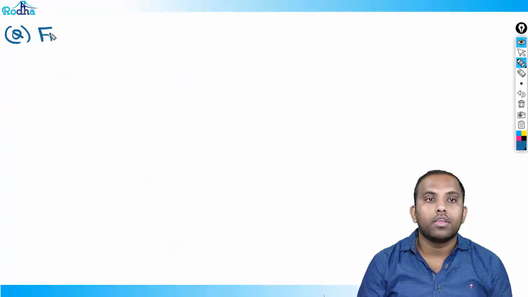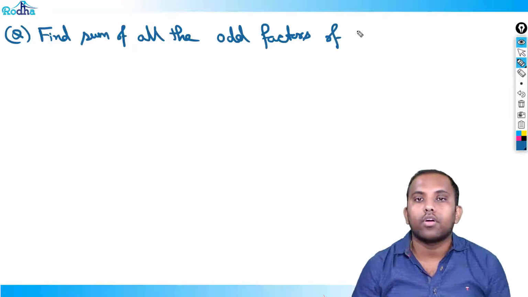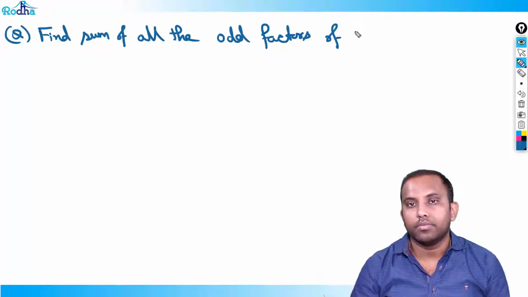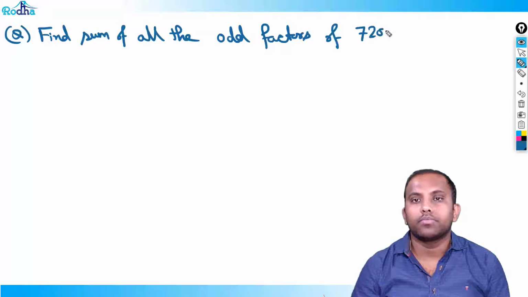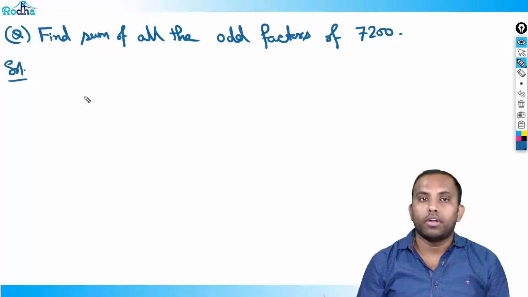Find the sum of all the odd factors of 7200. Okay, so find the sum of all the odd factors of 7200.